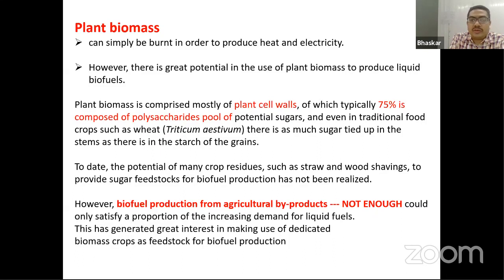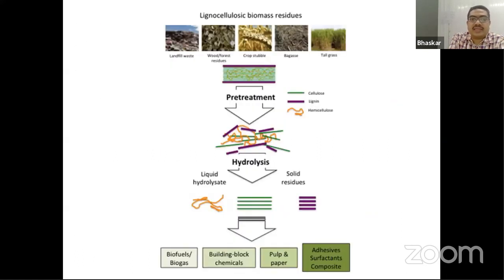So we all know about this. I will skip some of the slides. So this is the process of lignocellulosic biomass residues. We can see some waste materials from landfill waste, or the crop stubble. Like we know that there is an issue of burning of crops by the farmers. So if they can be taken and pre-treated, hydrolyzed, they can be used in the production of biofuels, biogas, even paper and pulp.